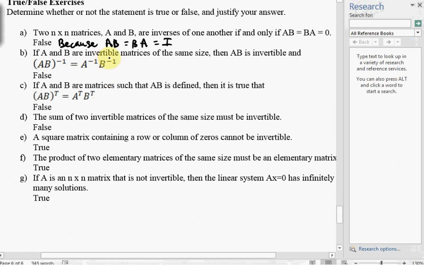See, it's false because this shouldn't be there. It's B inverse times A inverse. Remember, that was a theorem that we proved in class. You can go back and look at that as well, right?